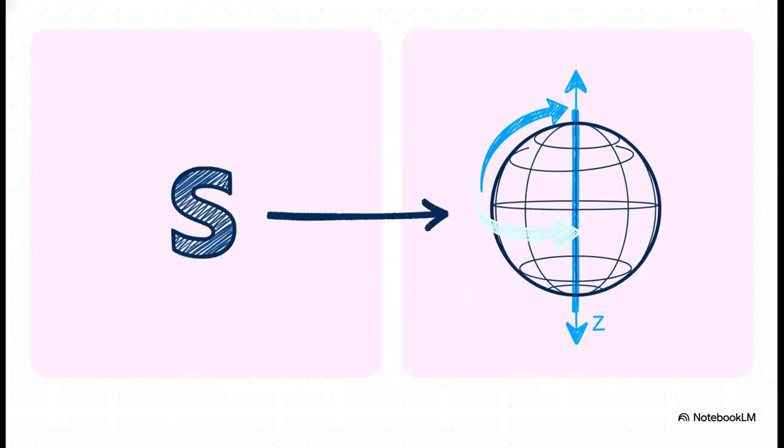The phase gate, or S gate, is a much more delicate tool. Like the Z gate, it leaves the 0 state alone, but for the 1 state, it multiplies it by i. On our Bloch sphere, what does this look like? It's a 90-degree, or pi/2, counterclockwise rotation around the z-axis. It gives us much finer control over the qubit's phase than the big 180-degree flip of the Z gate.